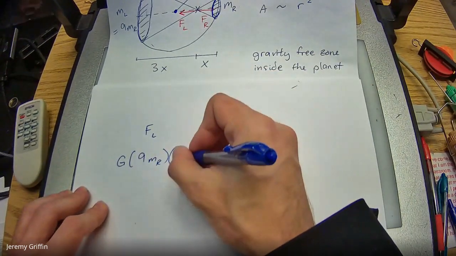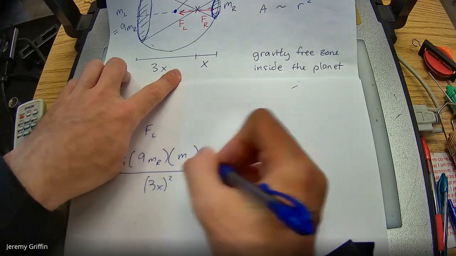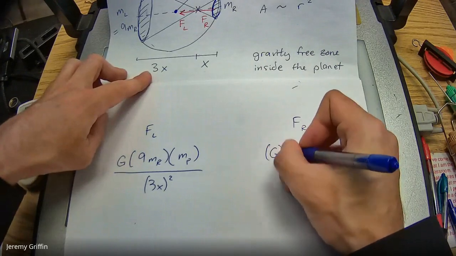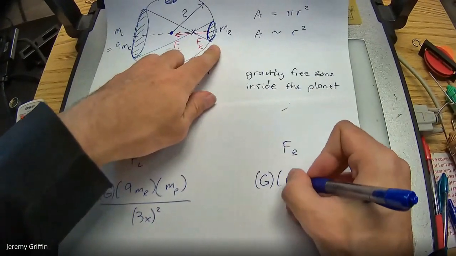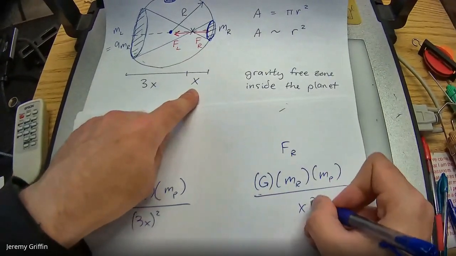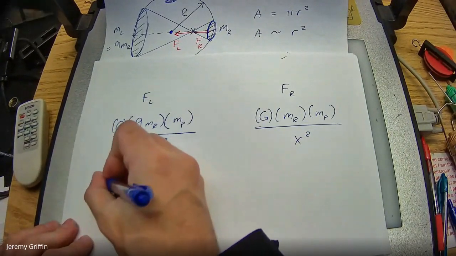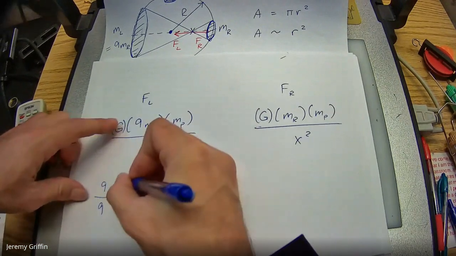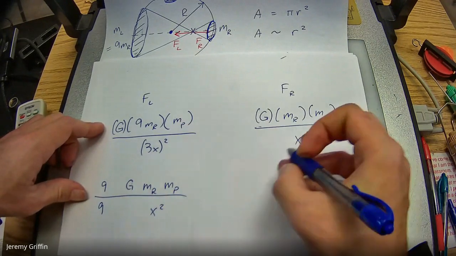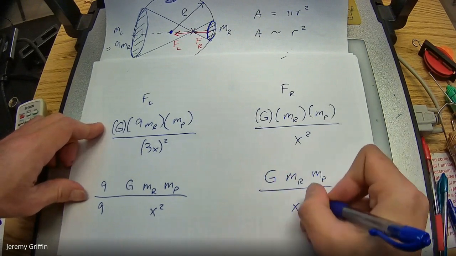So the force on the left is G times the mass of the person divided by this distance 3x, quantity squared, times 9 M_R. The force on the right side is the universal gravity constant times just plain M_R times the mass of the person, all divided by just plain x squared. Now, if you compare these two, at the bottom, if I square that, I can factor this 9 out in front. I get G M_R M_P over x squared, and this is just plain G M_R M_P over x squared.